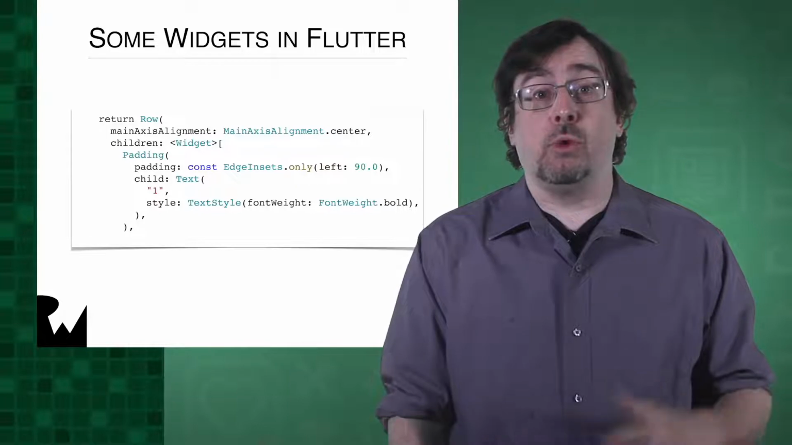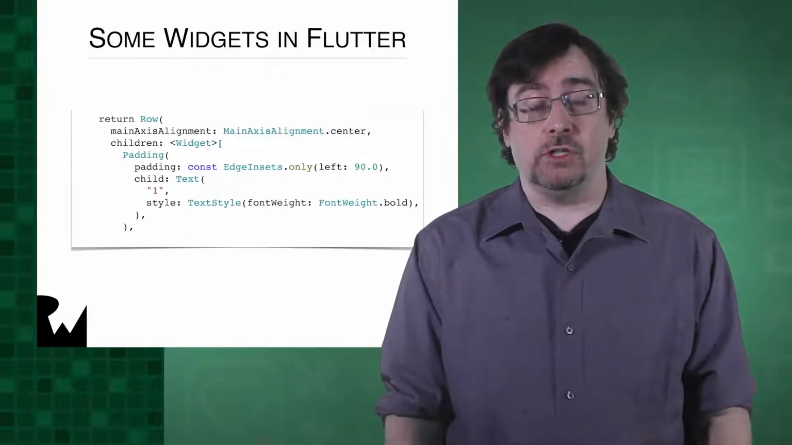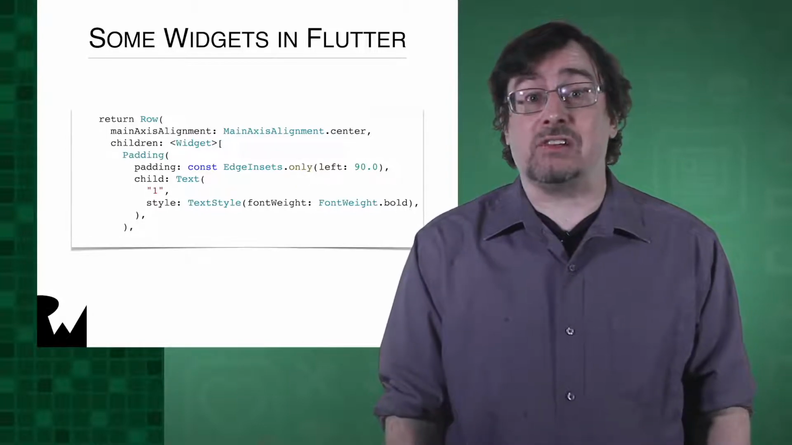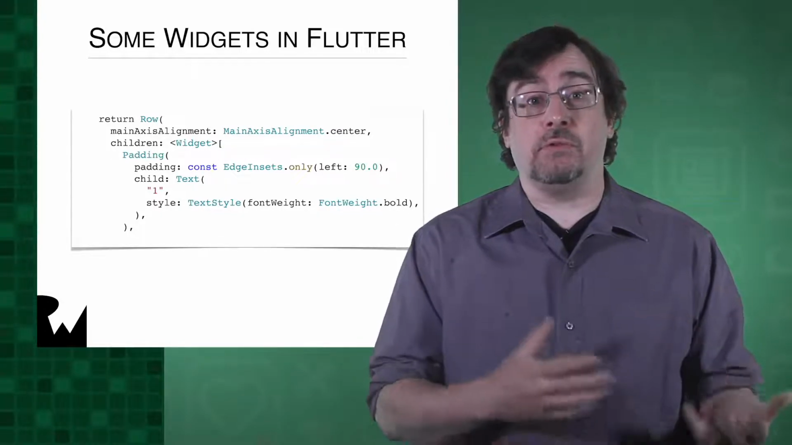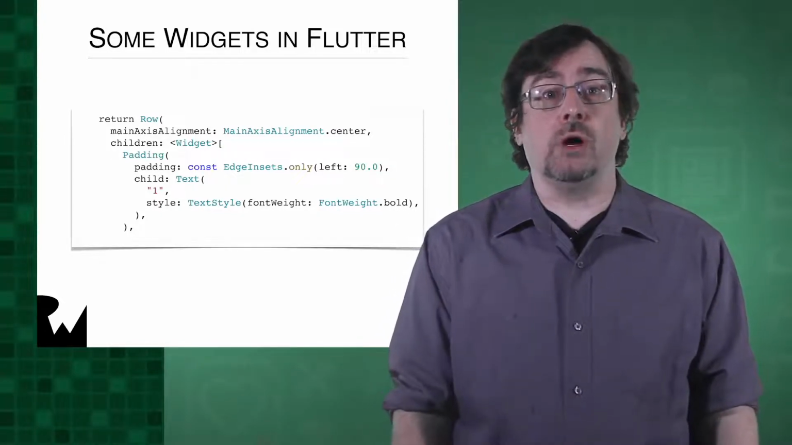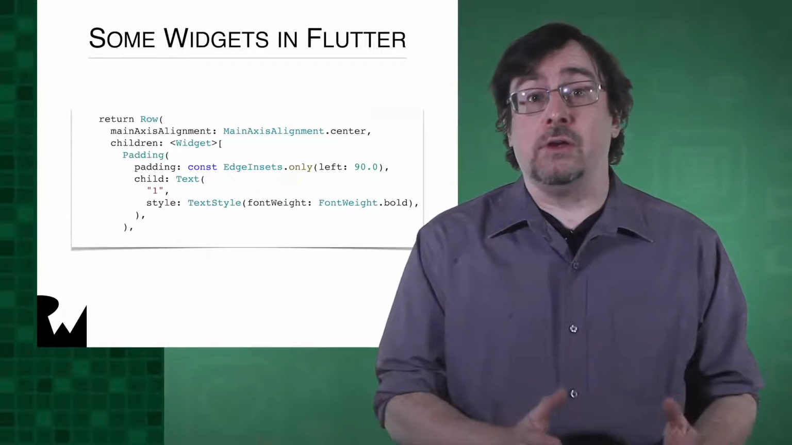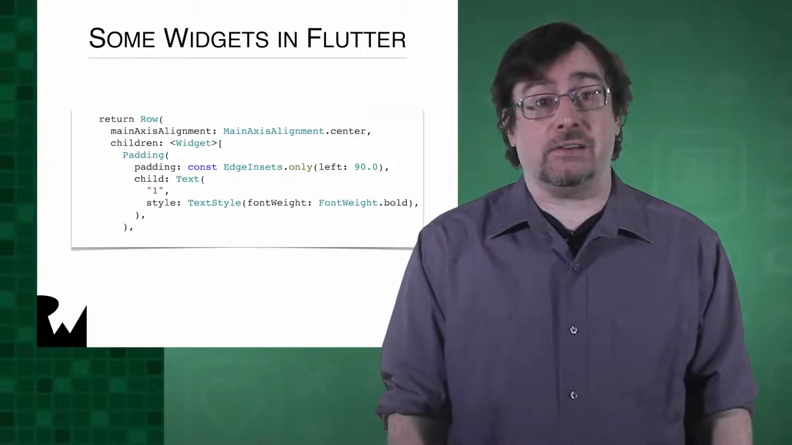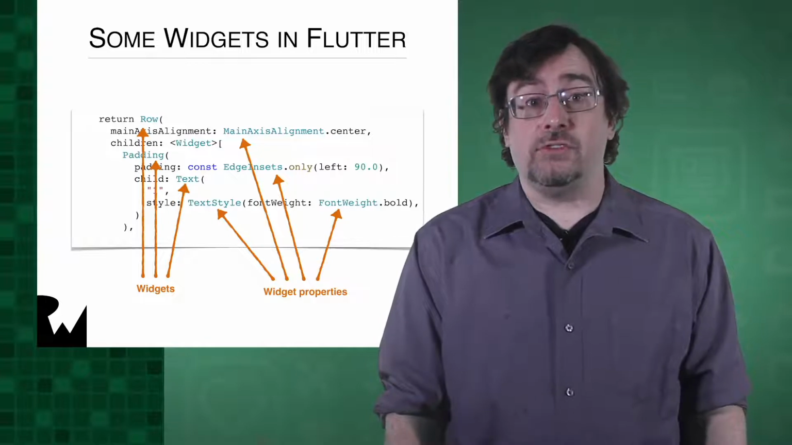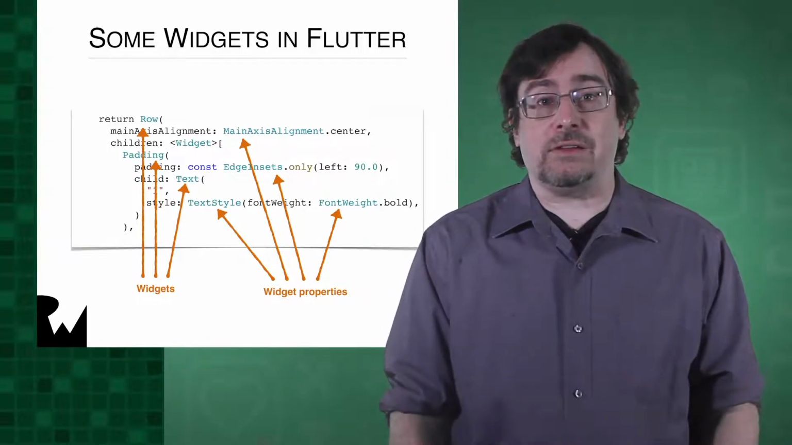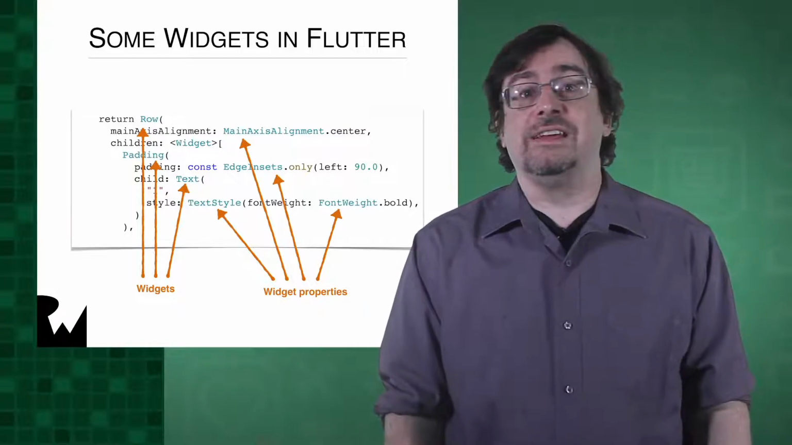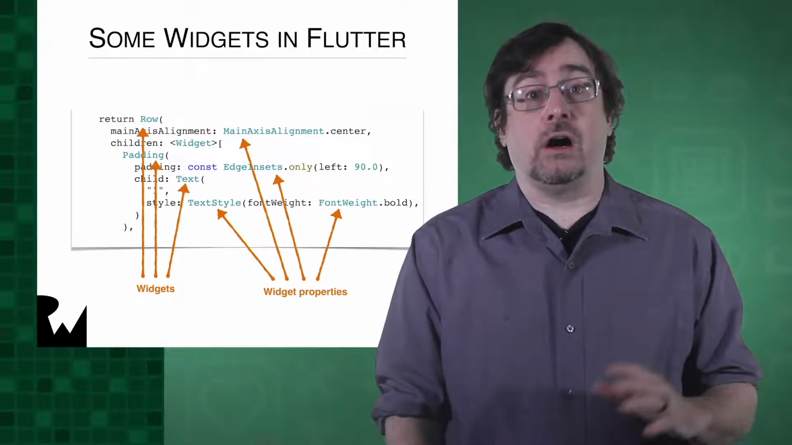So far, you've worked with a few different types of widgets. Some widgets, like text, are directly visible on the screen and they show some type of content. Other widgets, like row and padding, alter the layout of other widgets like text and buttons. In this code snippet, row, padding, and text are all widgets. Main axis alignment, edge insets, text style, and font weight are not.